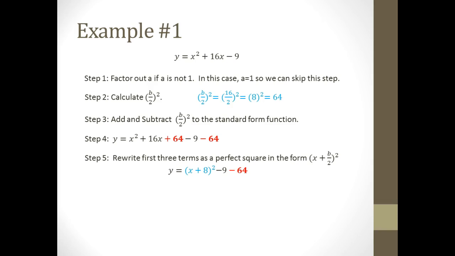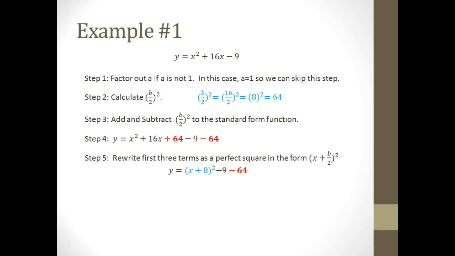Now comes the magic. We're going to take x squared plus 16x plus 64, the first 3 terms, and rewrite that as a perfect square. A perfect square is anything that's multiplied by itself. Like 25 is a perfect square because it's 5 squared. 16 is a perfect square. It's 4 times 4. X squared is x times x. All of those are perfect squares.